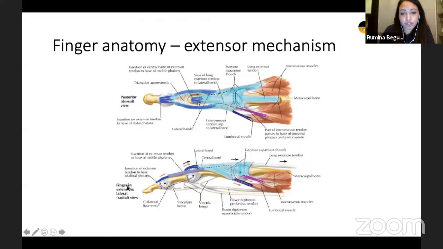And this is just a radial view of the structures mentioned. As you can see, there's a long extensor tendon, the extensor hood, coming through with the interosseous and the lumbrical muscle, forming the central slip here, the lateral bands going along the middle phalanx, and then finally becoming the terminal tendon and the DIPJ.